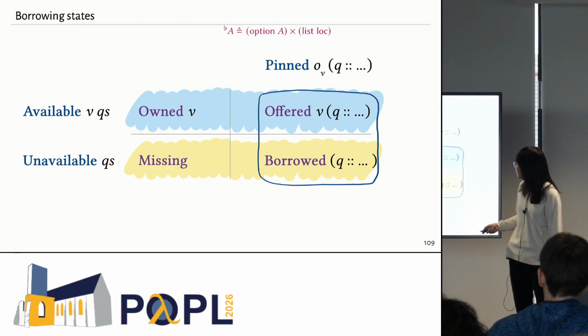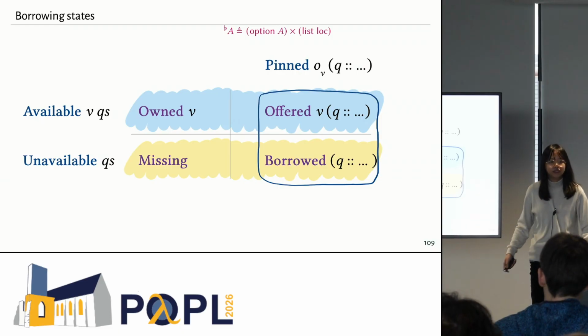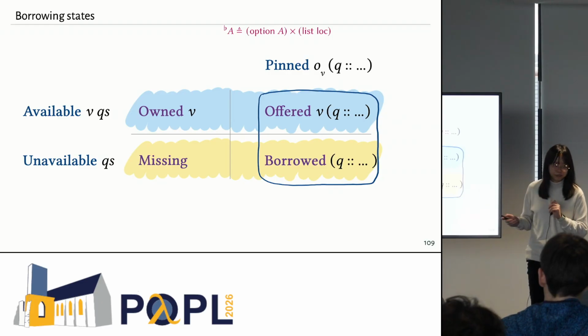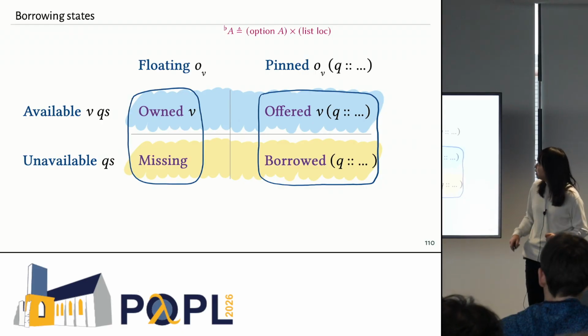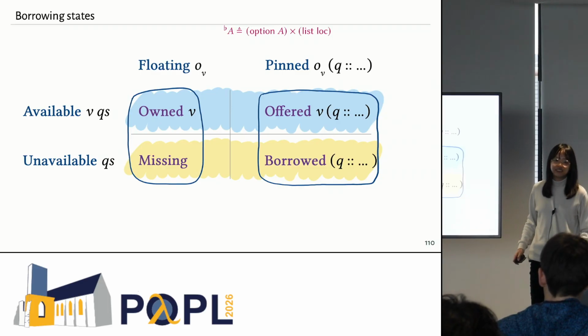If we know that the list, the exposed internal pointer list, has at least 1 exposed address, we say that this object is pinned to that specific address, so you cannot move it in the memory without changing its borrowing state. Otherwise, we say that it's logically floating in the memory. You can freely move it, and then logically it's OK.